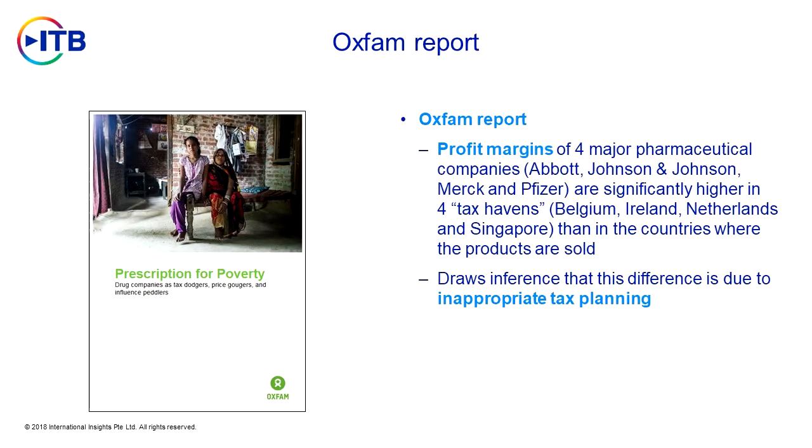Oxfam has created a stir this week by releasing a report which shows that the profit margins of 4 major pharmaceutical companies are significantly higher in 4 identified hub countries, the report uses the term tax havens, than in the countries where the pharmaceutical products are sold. The report then draws the inference that this difference must be because of inappropriate tax planning.